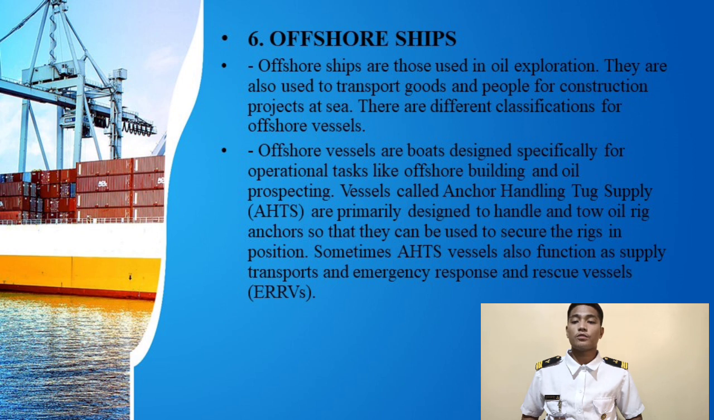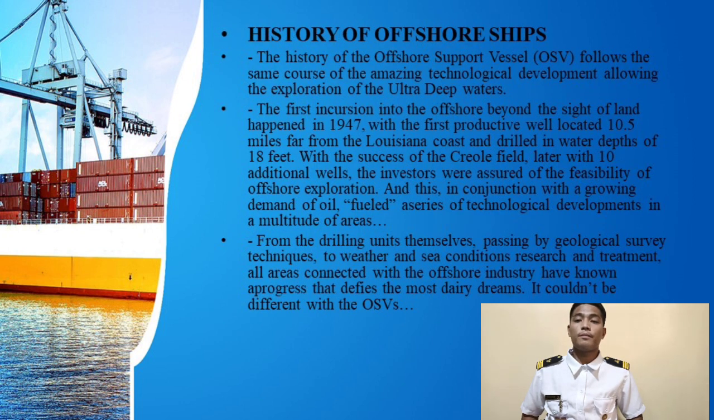There are different classifications for offshore vessels. Offshore vessels are boats designed specially for operational tasks like offshore building and oil prospecting. Vessels called anchor handling tug supply, or AHTS, are primarily designed to handle and tow oil rig anchors so that they can be used to secure the rigs in position. Sometimes, AHTS vessels also function as supply transports and emergency response and rescue vessels, or ERRVs.